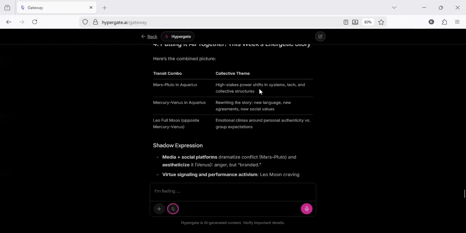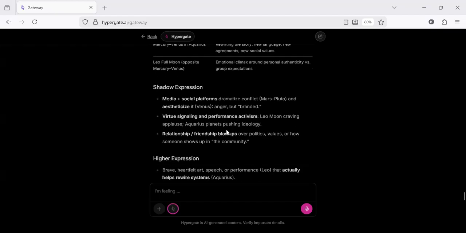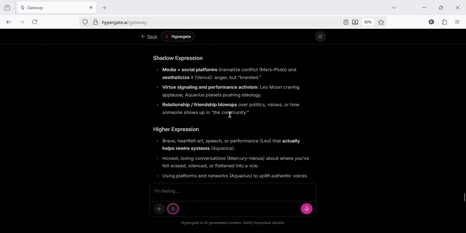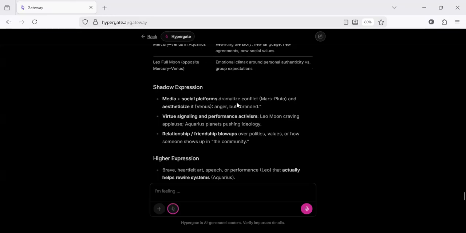Pluto Mars, high stakes, power shifts in the system, tech and collective structure. Mercury Venus, rewriting the story, new language, new agreements, new social values. See, with this turmoil, it's like this is the muck and the mire that the lily comes out of, and then the full moon is going to light it up. Emotional climax around personal authenticity versus the group expectations. This is good too. Media plus social platform dramatize conflict and anesthetize it.